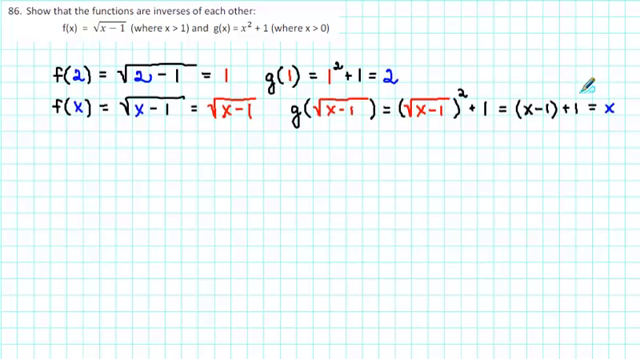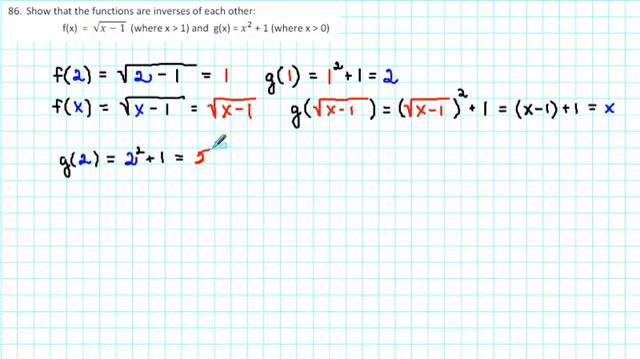We've shown that g undoes f, but in order to show that the functions are inverses of each other, we also have to show that f undoes g. So let's take a look at g. g of x is the square of x plus 1, where x is greater than 0. Let's pick a value of x greater than 0, like 2. First of all, we'll evaluate g of 2. To evaluate g of 2, we square 2 and then add 1 to the result. We get the square of 2 plus 1, which is 5.